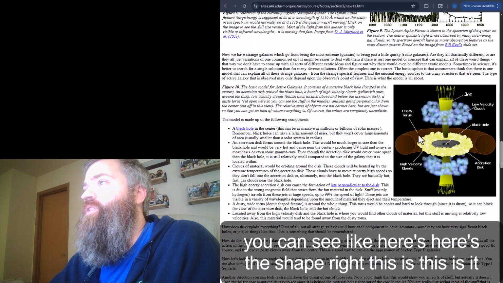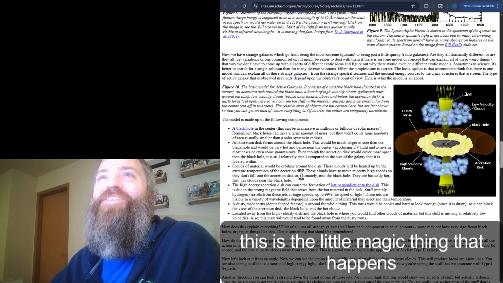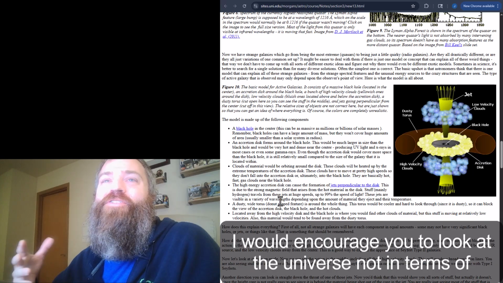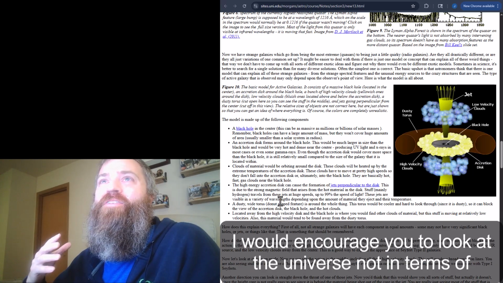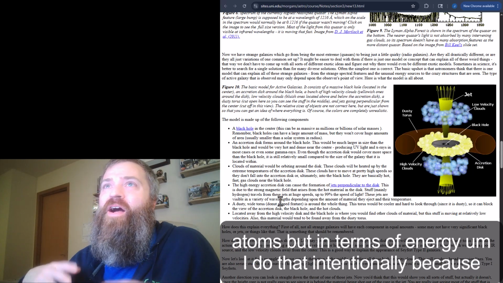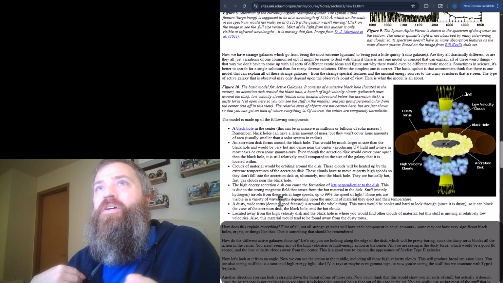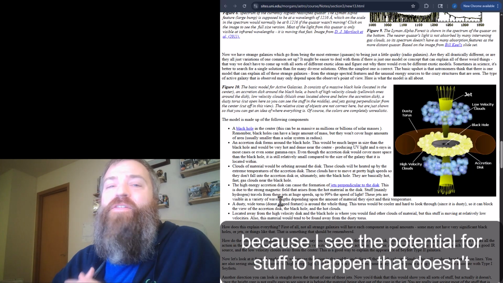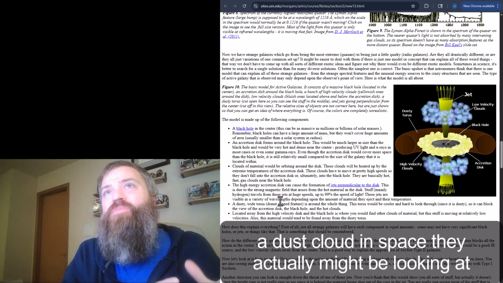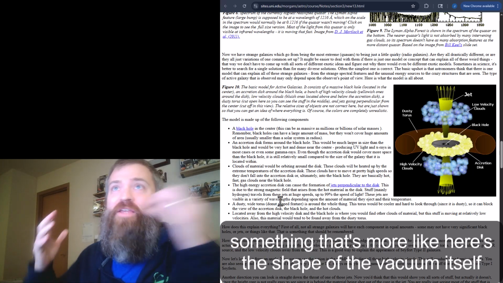You can see, here's the shape, right? This is it. This is the little magic thing that happens. I would encourage you to look at the universe not in terms of atoms, but in terms of energy. I do that intentionally because I'm just not really sure. I see the potential for stuff to happen that doesn't happen at an atomic level. So when they say, here's a dust cloud in space, they might actually be looking at something more like the shape of the vacuum itself.